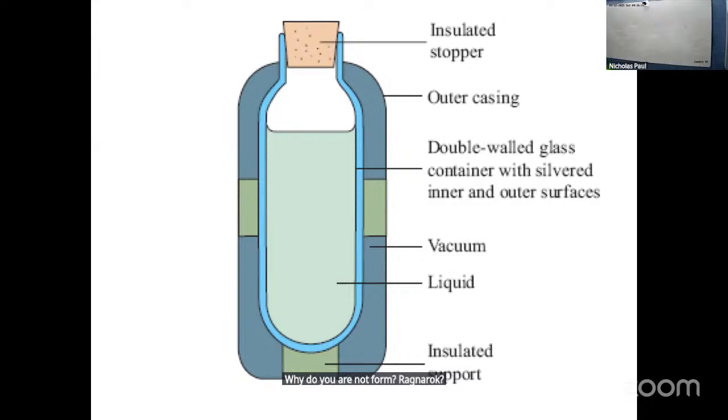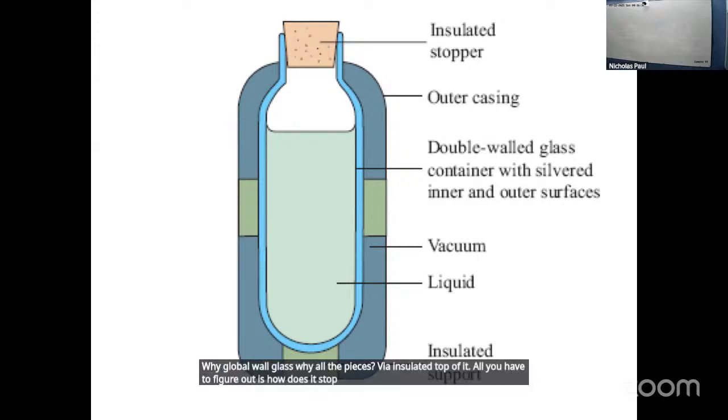Why a vacuum? Why double wall glass? Why outer casing? Why an insulated cover? All you have to figure out is how does it stop? Conduction, convection, radiation. Okay, write it down quick.